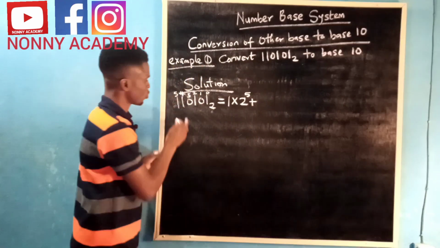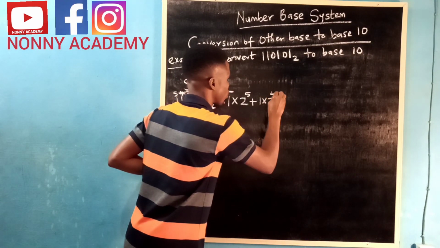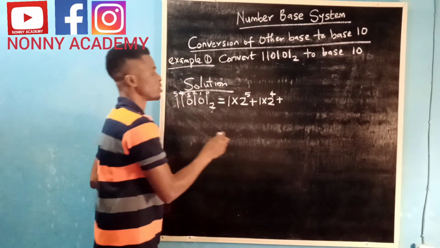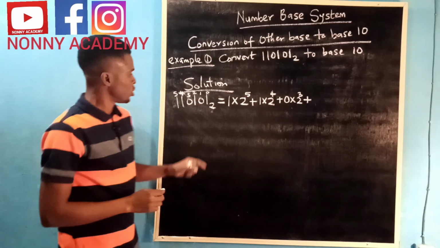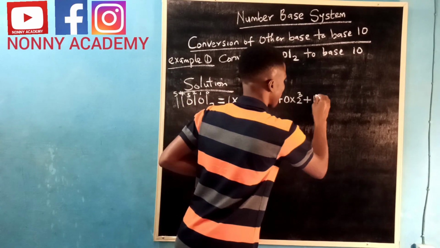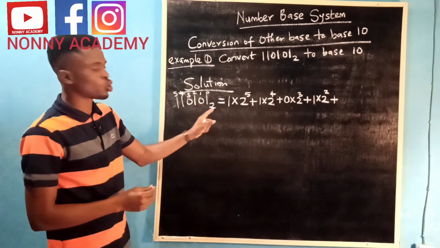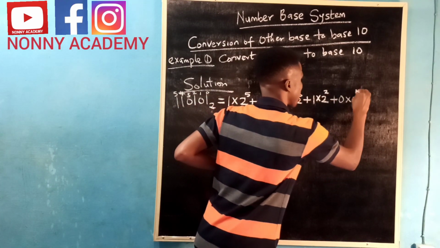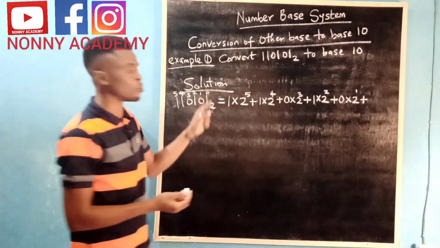plus 1 times 2 raised to the power 4, plus the next one, 0 times 2 raised to the power 3, the next one, 1 times 2 raised to the power 2, plus 0 times 2 raised to the power 1, and lastly 1 times 2 raised to the power 0.